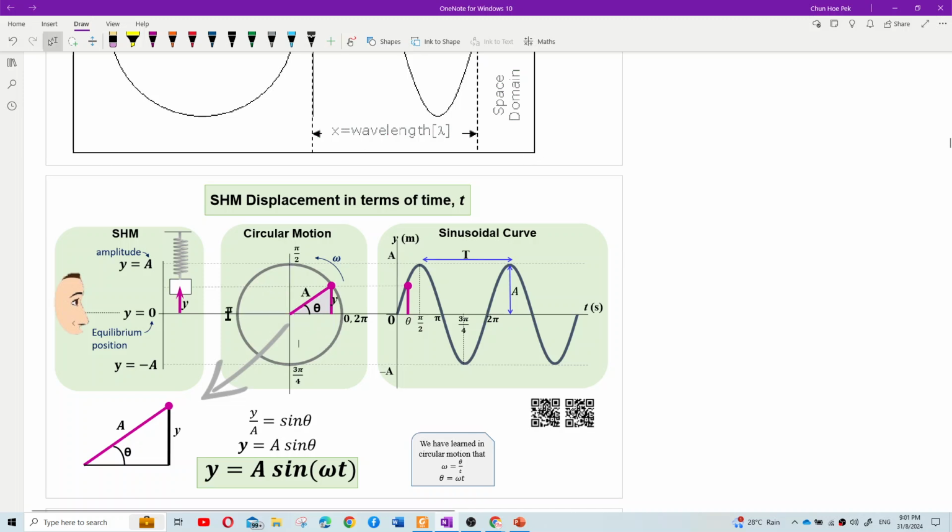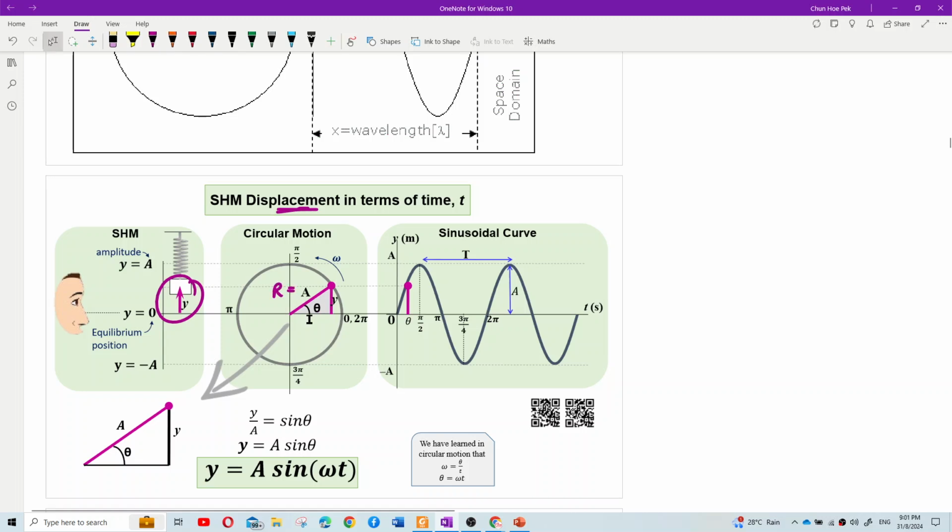Okay, class. How do you get this y? This is the most important concept here. Apa ini y sebenarnya? Y is the displacement we want to find. This is the displacement of the oscillation. Do you know how to find this length? Very easy. Kan saya sudah cakap, dia punya radius tadi ialah amplitude.